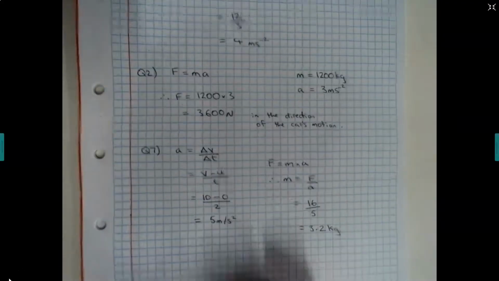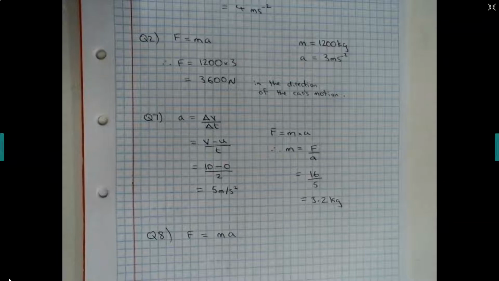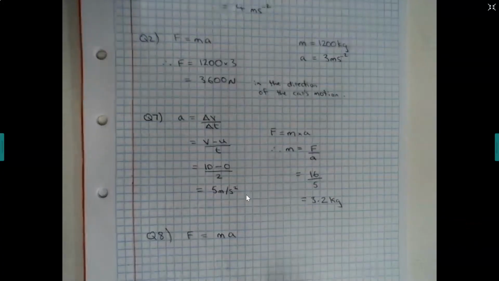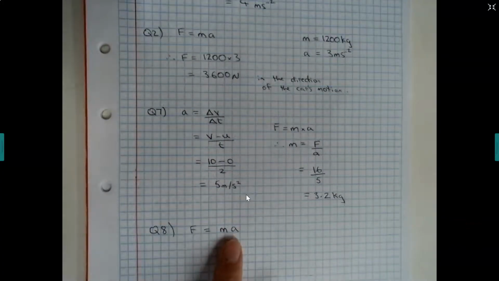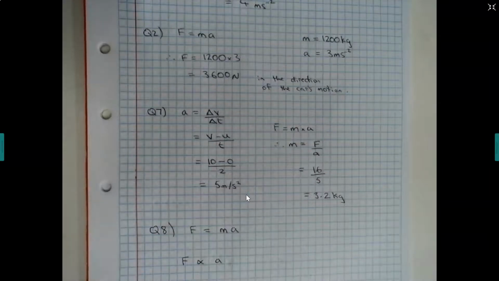If I have a look at Newton's second law, F equals ma. So if the force is tripled, what is going to happen is the acceleration is going to be tripled as well. The reason why that is, is force is directly proportional to acceleration. I'll give you an example. Let's just say that we've got some mass which is 10 kilograms.